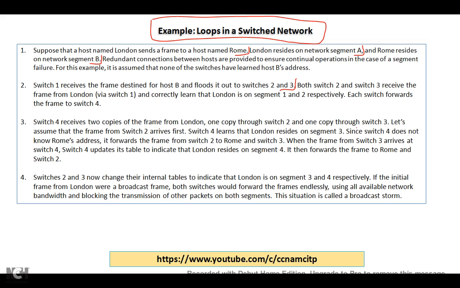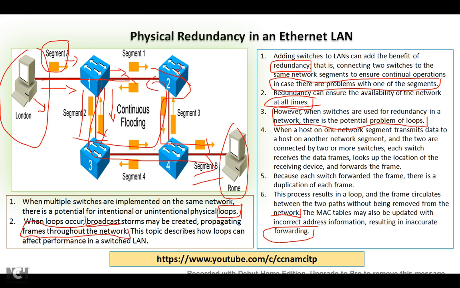What will happen now? Let's assume that the frame from switch 2 arrives first. Switch 4 is receiving data a little faster from switch 2 as compared to switch 3. So this switch will immediately forward this data to this device as well as switch 3, because it has not yet received data from switch 3. There is a little delay from switch 3. So it will forward the same data to this side and this side. Now switch 4 has received the data and sent it to switch 3 and to host B, the segment B or Rome system.